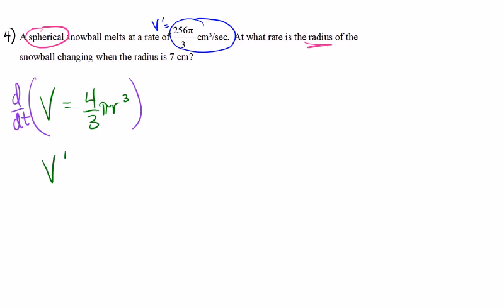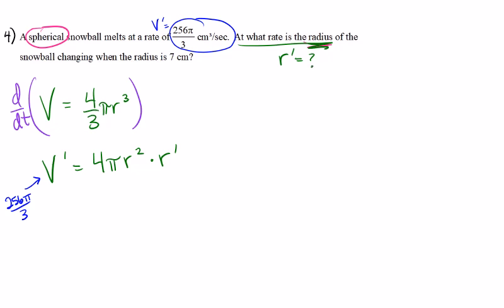So we'll end up with V prime, and when we take the derivative, we multiply by 3, so 4/3 times 3 is just 4, and then we get pi r squared. Take away 1 from the exponent, and then tag on the r prime. Then we know V prime, so we plug in 256 pi over 3. This time they're asking for the radius, so they're asking for r prime.